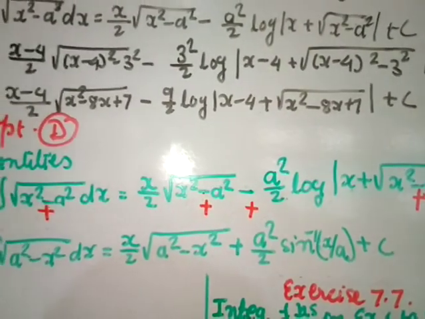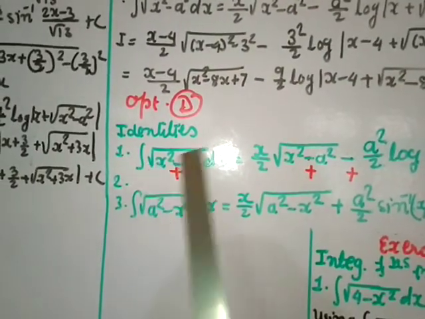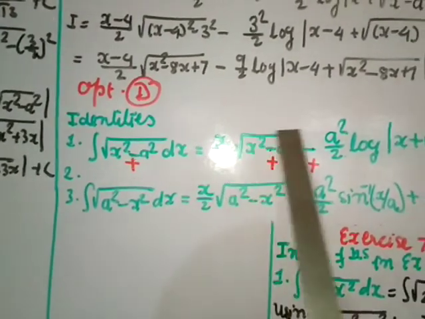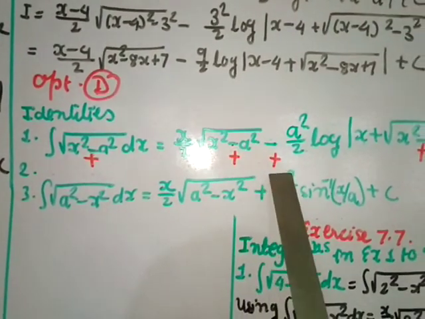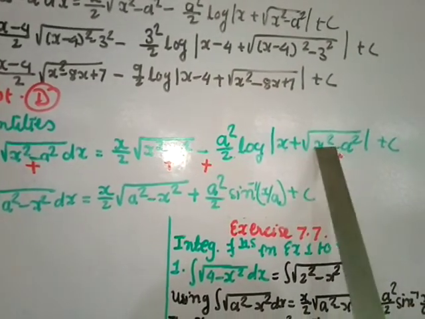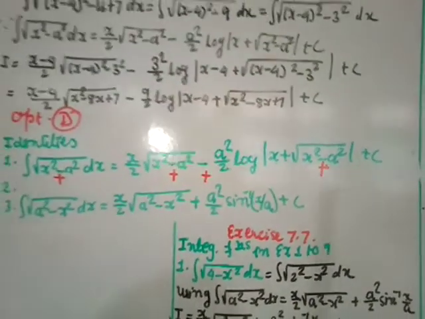Okay, so the second one will be integral square root of x square plus a square dx equal to x by 2 square root of x square plus a square plus a square by 2 log modulus of x plus square root of x square plus a square plus c. So that is the second one.